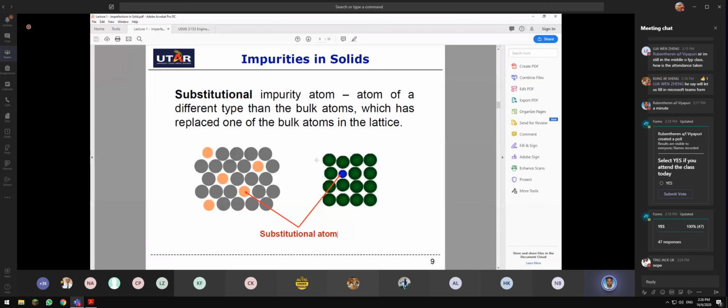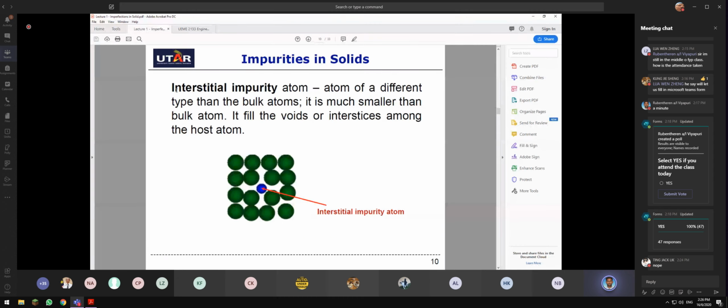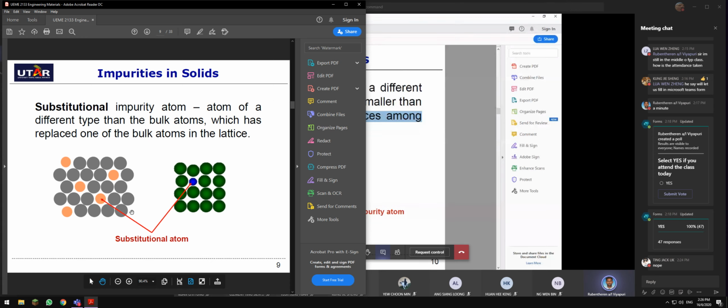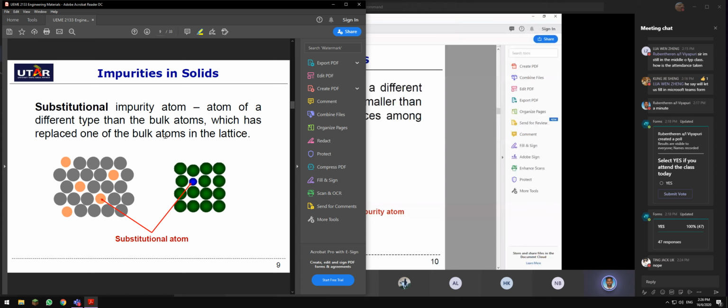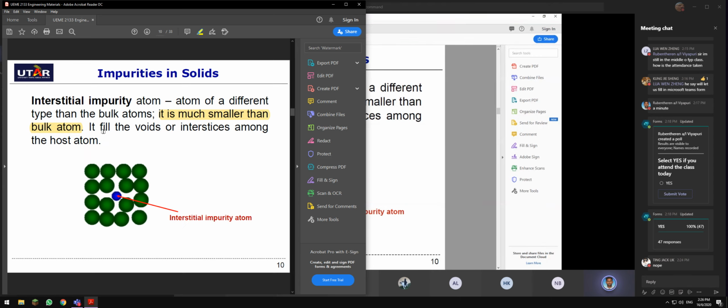Whereas for interstitial impurity, an atom of a different type than the bulk atom is much smaller than the bulk atom. Highlight this, and then it fills the void or interstices among the atoms. It doesn't replace. Substitutional impurities replace the atom. Interstitial impurities fill the void. Okay, there's a difference for it. Please take note of it.